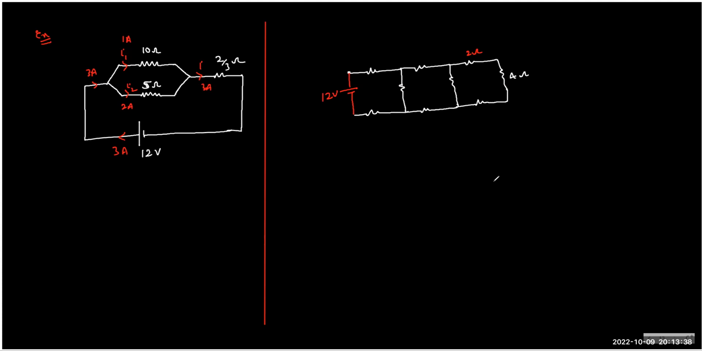So this is 2, 4, 2, 8, 2, 8, 2. Find the current through the 4 ohm. I want just this current. Can you solve it without using a pen?